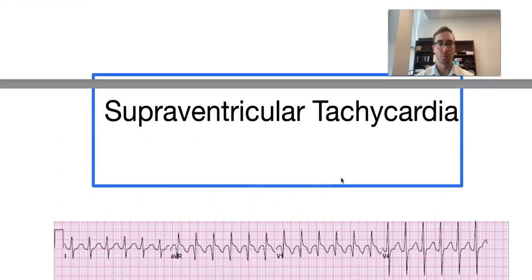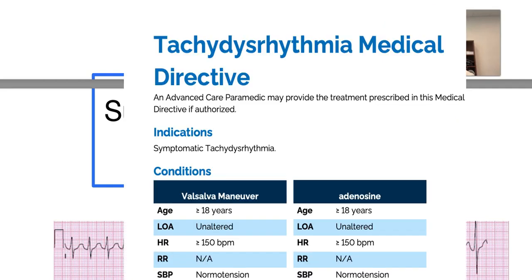Furthermore, the last one is supraventricular tachycardia. So obviously, we have to recognize if they're stable versus unstable. Stable, they have their GCS 15, their lungs are clear, their blood pressure is in normal ranges, they look like they're still perfusing, so we can give them the Valsalva maneuver and or adenosine.